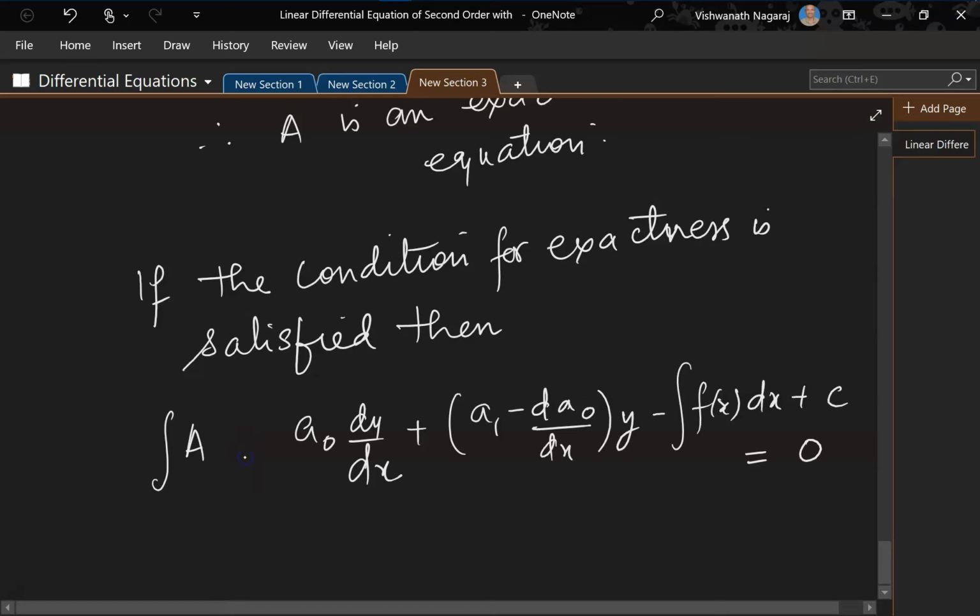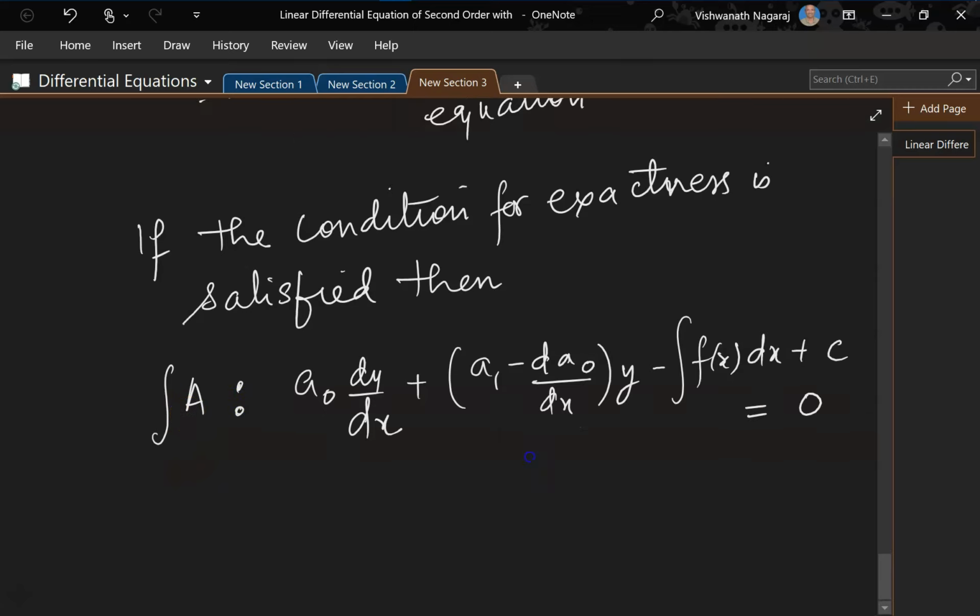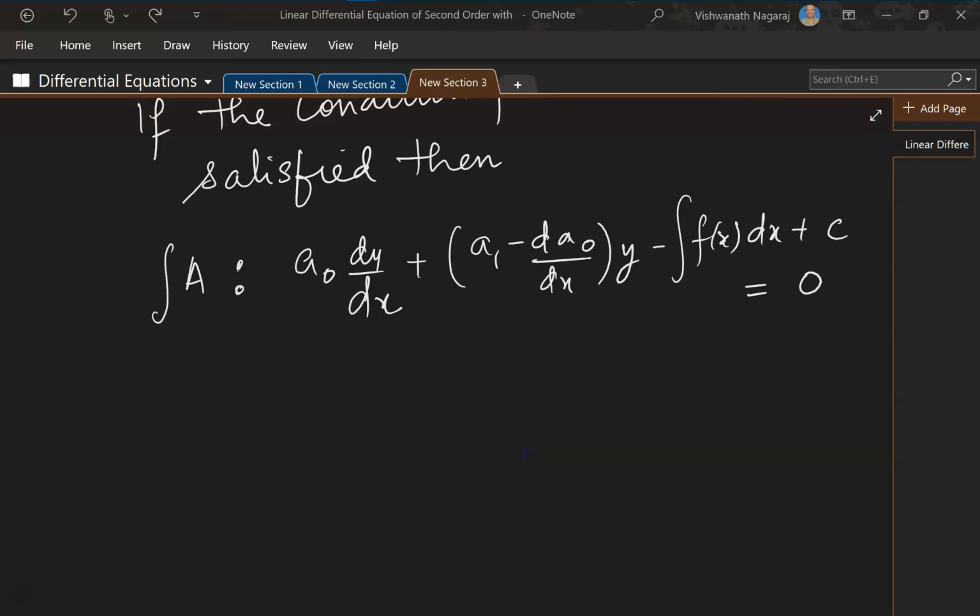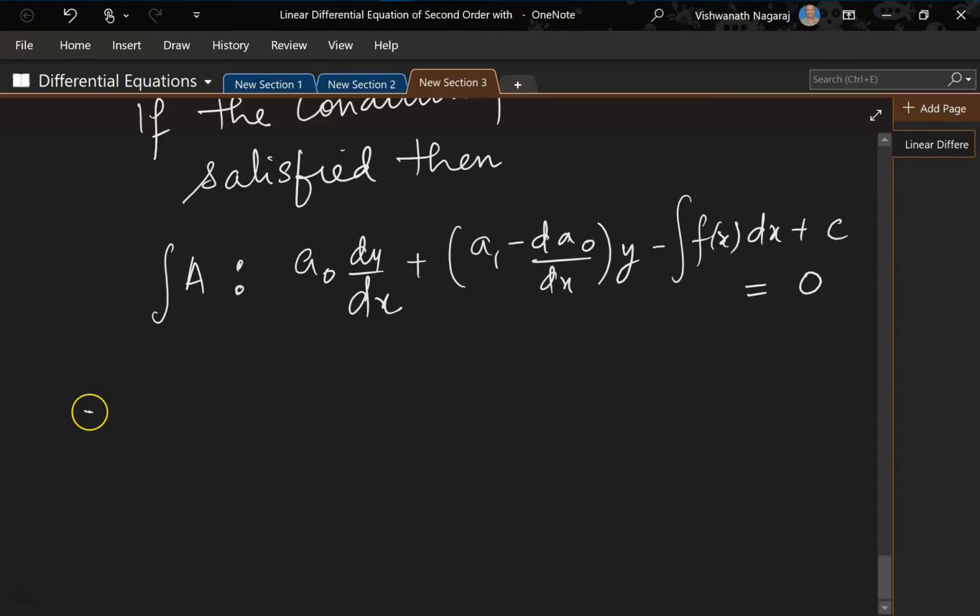And we can write this like this. Integral of A is this. And if we differentiate this, we get A, right? So, very interesting. Shall we solve a problem and see how this gets applied?